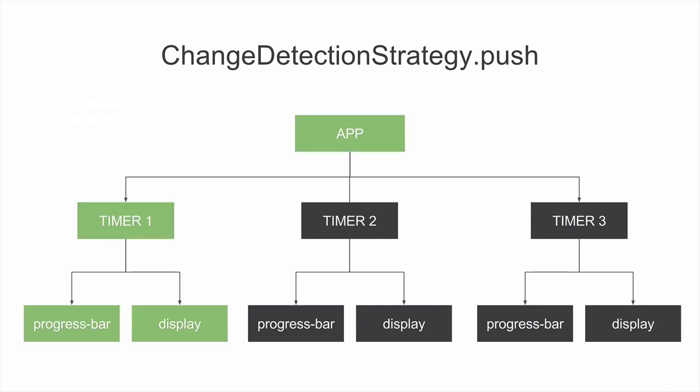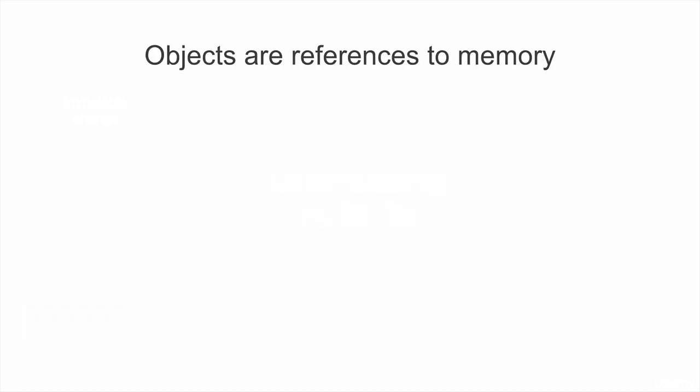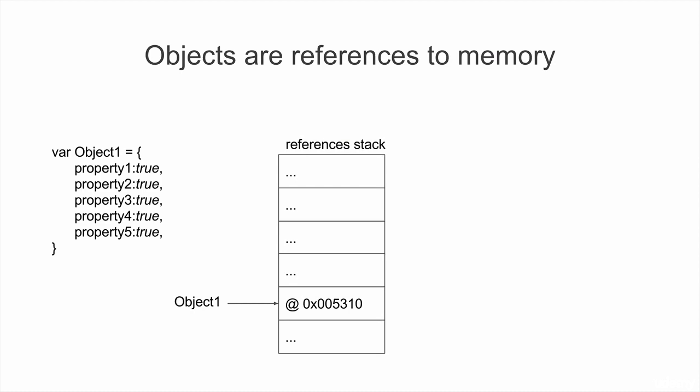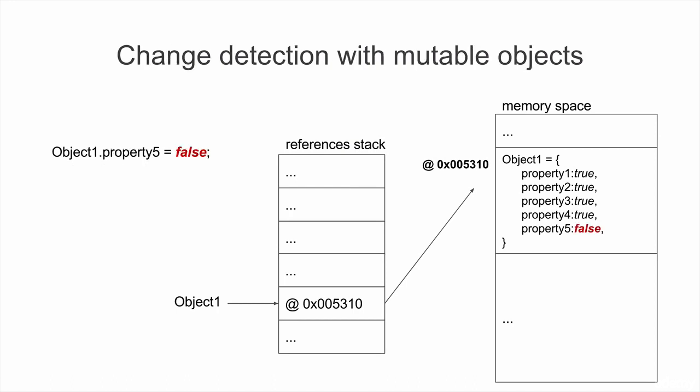But let me explain briefly what the difference is between immutable and mutable objects. Well, we can see objects as references to memory. So imagine this variable object1, that is an object with several properties, like a boolean set to true. Then the variable object1 is defining a position in memory, and this position of memory is where all the content of this object is stored. A mutable object allows you to freely modify its content, like changing property 5 to false. To detect this change, I will have to check all the properties of this object to find out which one has changed. That's why this strategy is not really efficient.